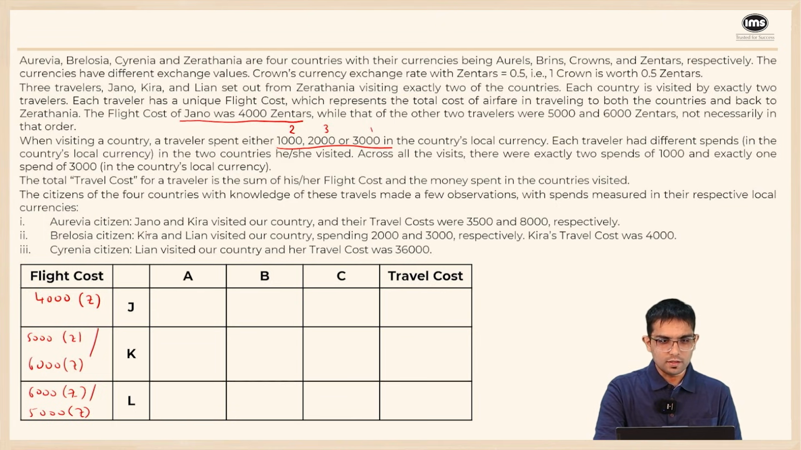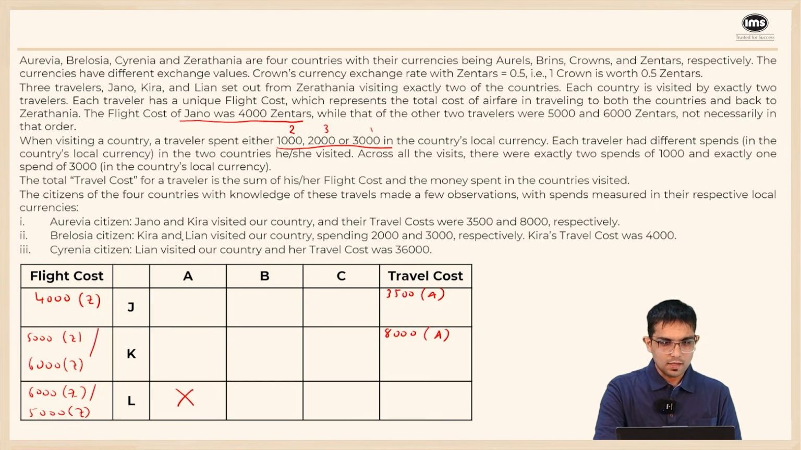A's people said that J and K visited. So J and K visited, and L did not visit A, and their travel cost was 3,500 and 8,000 respectively. So that is 3,500 A and 8,000 A respectively.